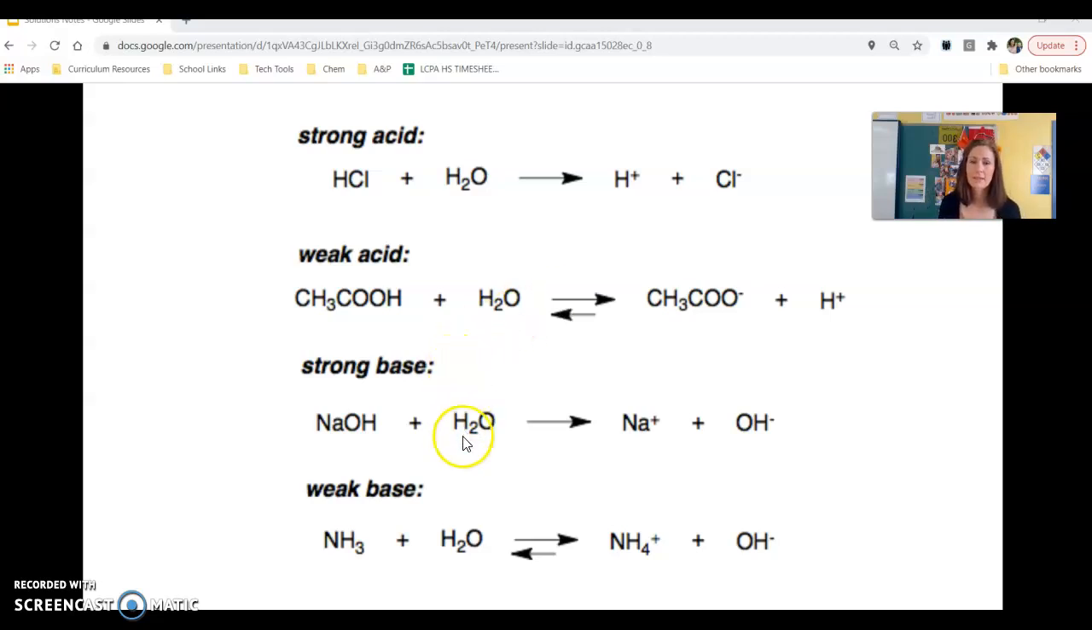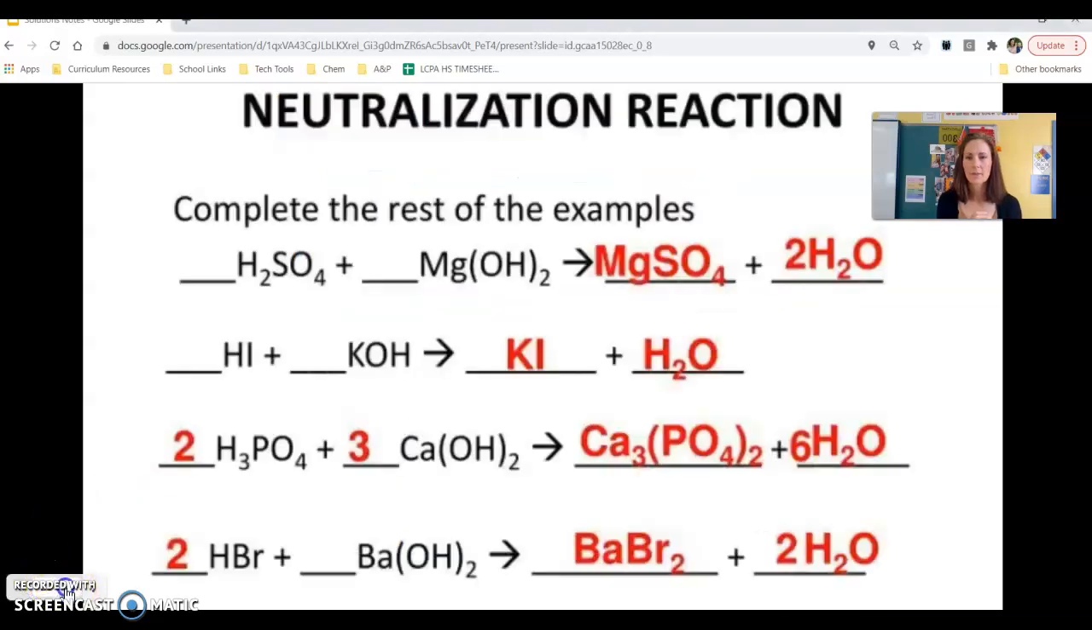Same thing with strong bases. We have our sodium hydroxide reacting with our H2O. Sodium and hydroxide are going to 100% ionize in solution, and that's because sodium hydroxide is a strong base. Weak bases like ammonia here are only going to partially ionize in solution, and that's why we use a two-way arrow. So if you see a two-way arrow, you can identify that as a weak acid or base. The one-way arrow is going to help you indicate that it is a strong acid or base.